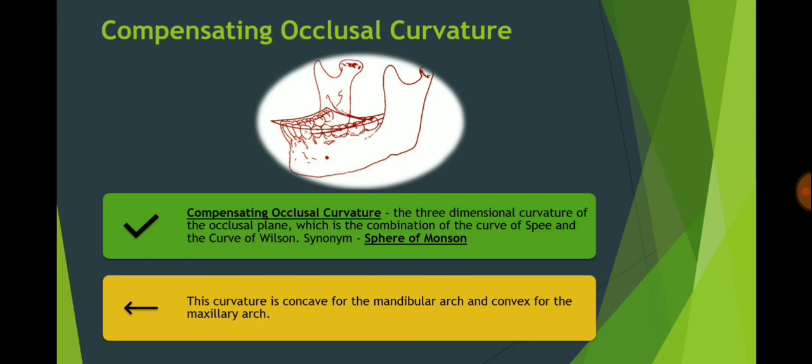So the compensating occlusal curvature is the three-dimensional curvature of the occlusal plane, which is a combination of the curve of Spee and the curve of Wilson. The synonym for compensating occlusal curvature is the sphere of Monson. And this curvature is concave in the mandibular arch and convex for the maxillary arch, okay?